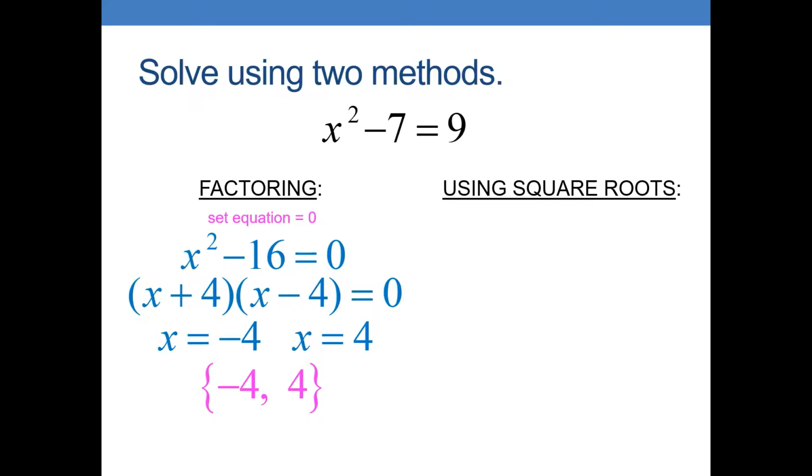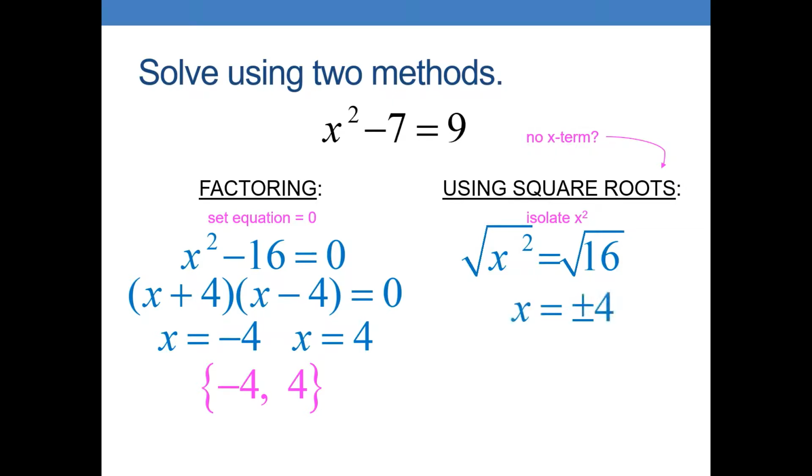This equation could also be solved using square roots, and that's because there's no x term. When there's no x term, you can use square roots. In order to do that, you isolate the squared term. In this case, it's an x squared. I would start this equation by adding 7 to both sides. Now the x squared is isolated. I can take the square root of both sides to eliminate the exponent, and that would bring in a positive or negative. So we still have two solutions.